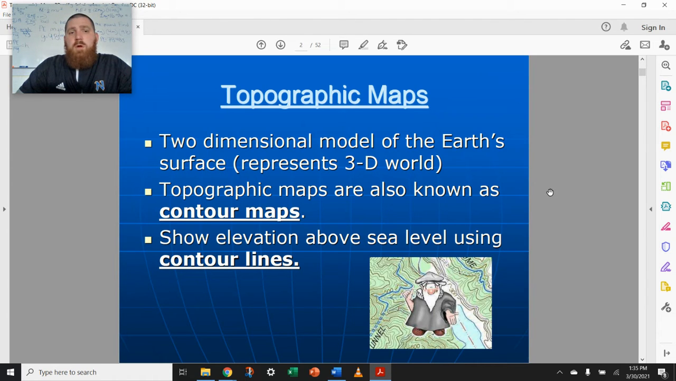Topographic maps. These are two-dimensional models of the Earth's surface, which represents a 3D world. Topographic maps are also known as contour maps. Now these are going to show elevation above sea level using what's called a contour line.